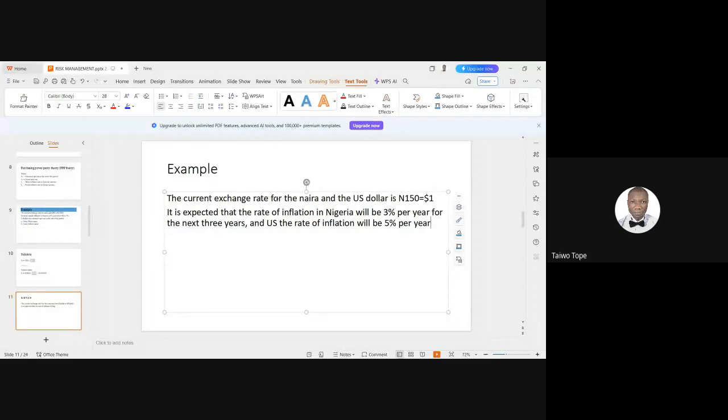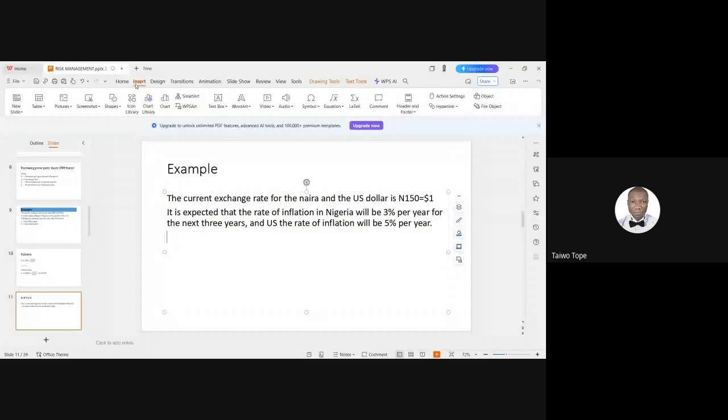Now, this expression here, is it a direct quote or indirect quote? Direct quote. Fine, direct quotes. This thing, you must just get to know it in that way. So we are expected to determine the exchange rate for a period of 3 years, as far as this question is concerned.